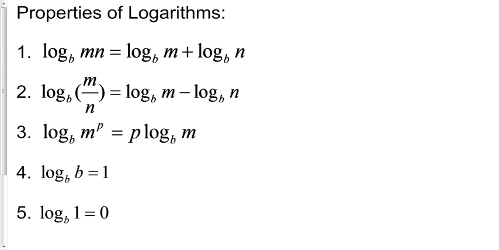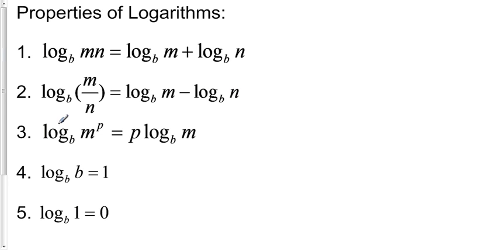So the first one says if you're taking the log of a product, you can separate it into the sum of 2 logs. So if you have the log base b of m times n, you can split it up into 2 logs, the log base b of m plus the log base b of n. Number 2 says if you've got the quotient, you can split it up by subtracting. So you've got the log base b of m divided by n. You can actually rewrite that as the log base b of m minus the log base b of n.